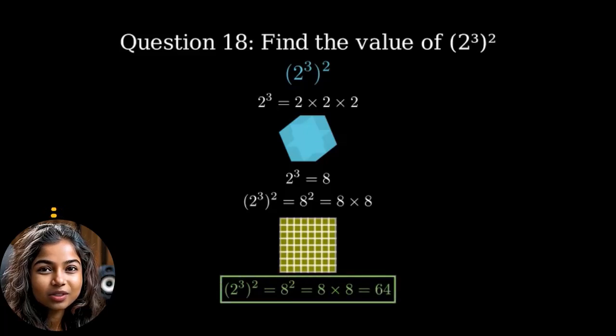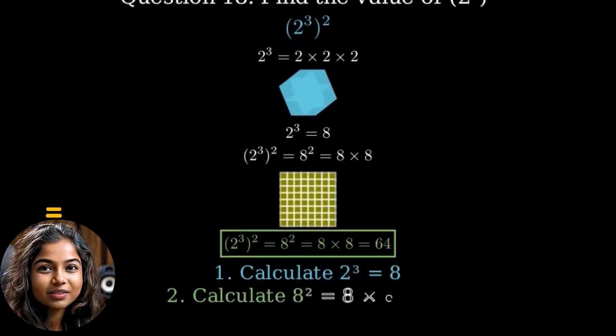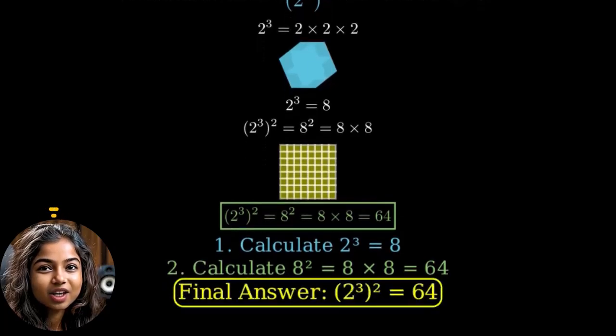Let's review what we did. First, we calculated 2 cubed, which equals 8. Then, we squared 8 by multiplying it by itself, giving us 64. And that's our final answer. 2 cubed squared equals 64.